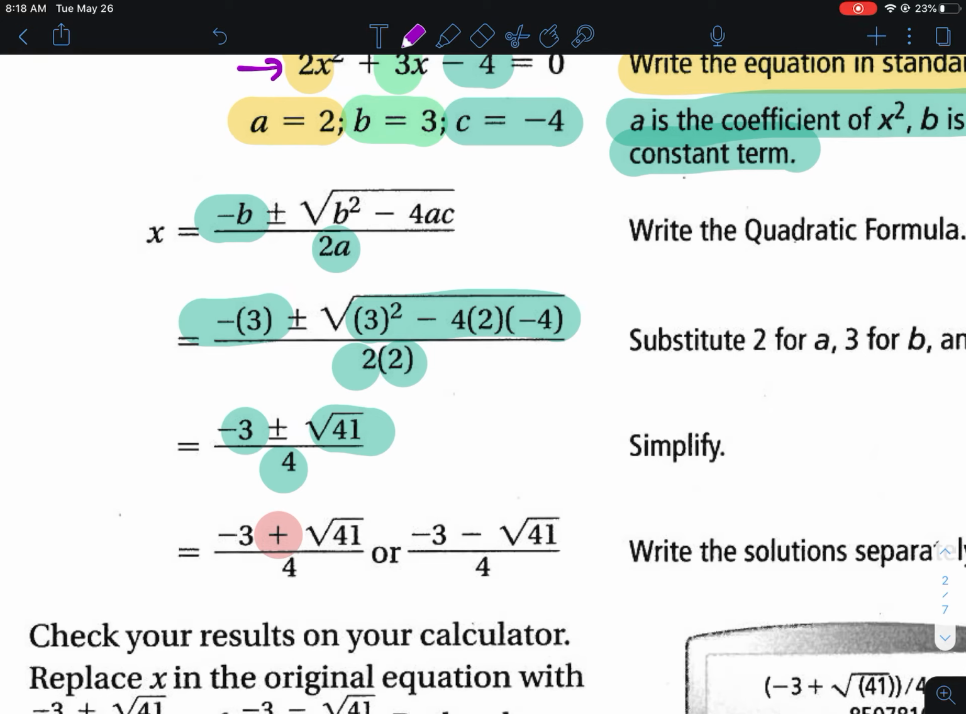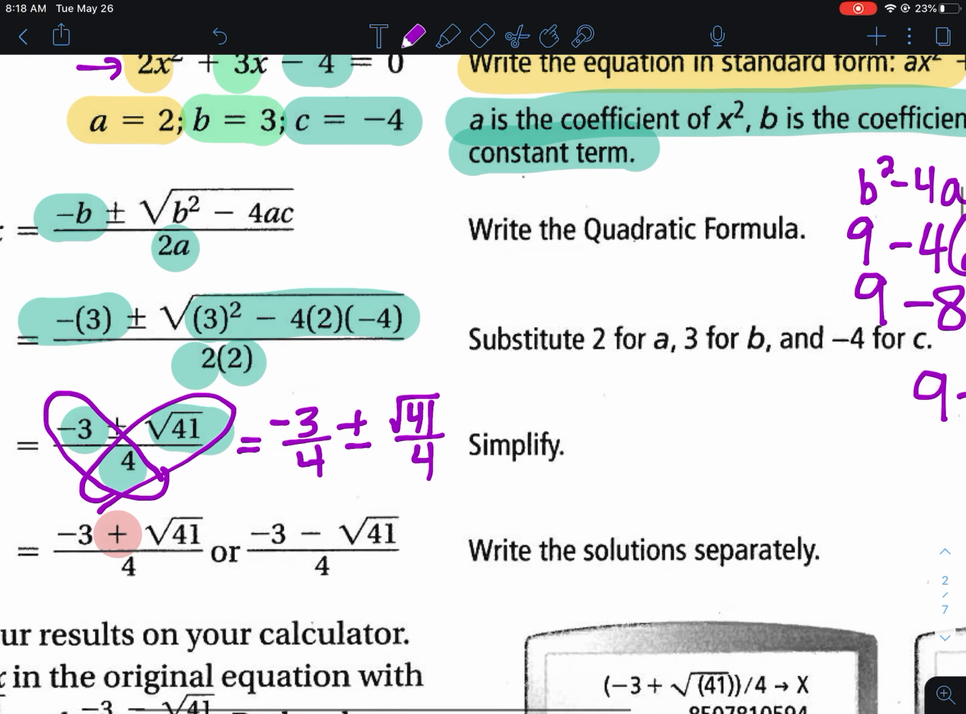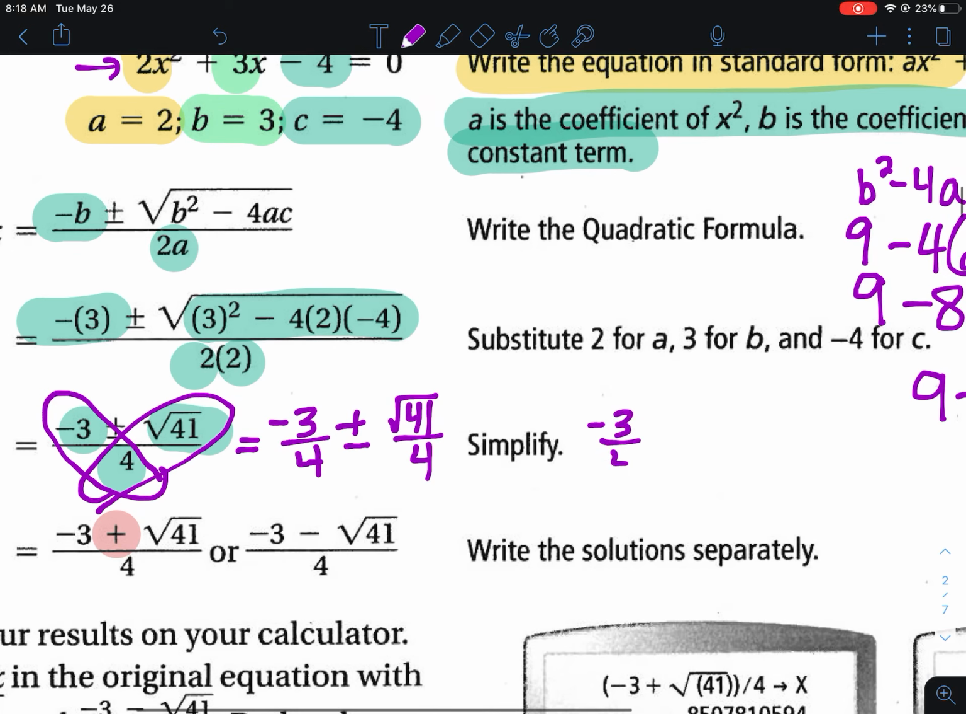But the other way you can write this is to split apart the fraction. So remember, whenever we have a fraction with one denominator and two components of the numerator, each component of the numerator goes with the denominator. So you could write this as negative 3/4 plus or minus the square root of 41 over 4. That's another option. Or if you split them up, it would be negative 3/4 plus the square root of 41 over 4, and negative 3/4 minus the square root of 41 over 4.